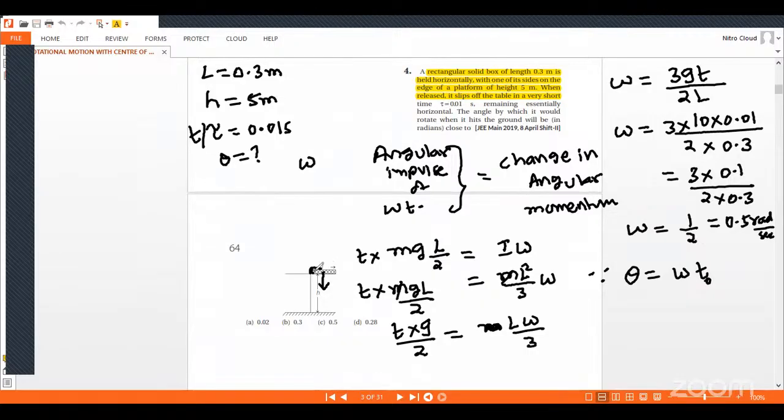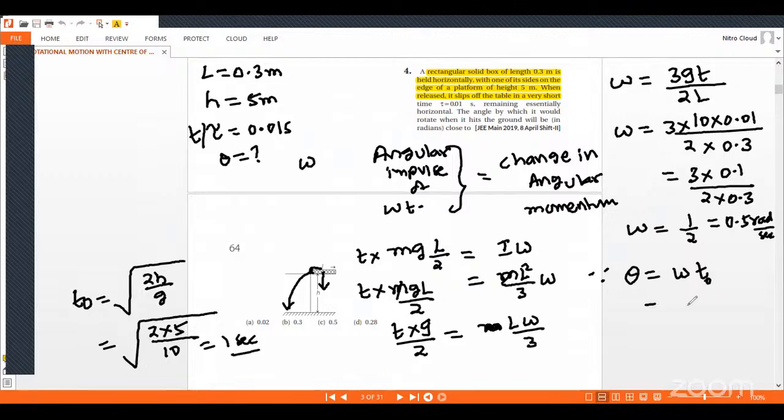So that means it is falling or rotating from a height h. So t naught equal to under root 2h by g. That is 2 into 5 by 10, that is equal to 1 second. In a time of 1 second, it will fall. So it is 0.5 into 1, theta equal to 0.5 radian. That is option C. Yes, sir.